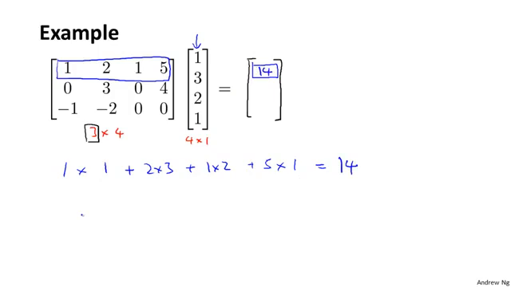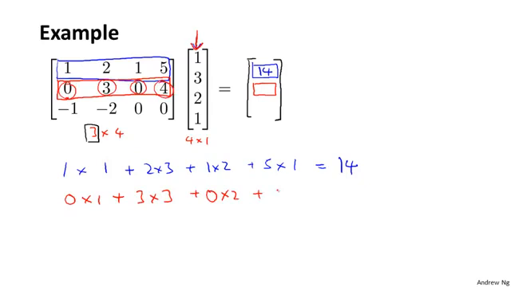And then for the second element, I'm going to take this row now and multiply it with this vector. So 0 times 1 plus 3 times 3 plus 0 times 2 plus 4 times 1, which is equal to, let's see, 9 plus 4, which is 13.